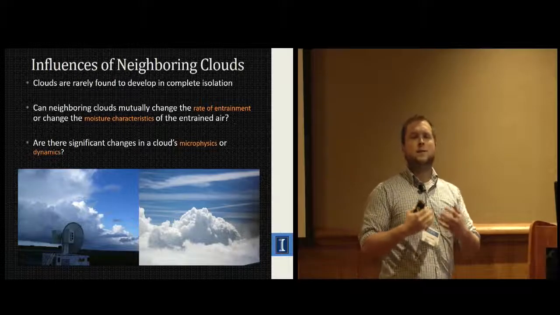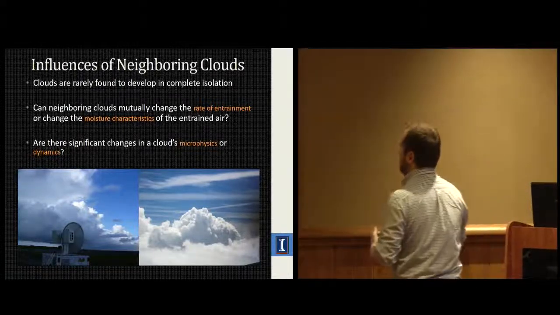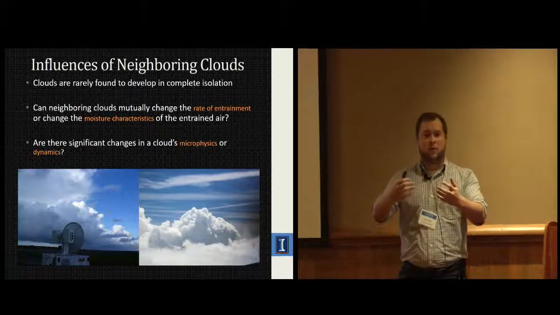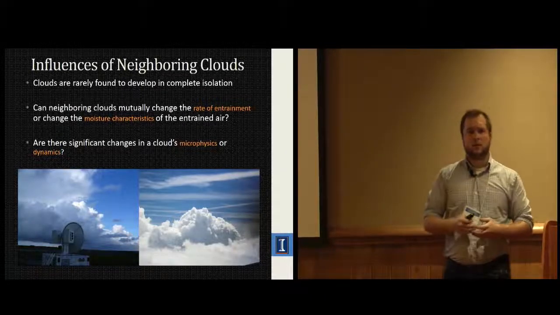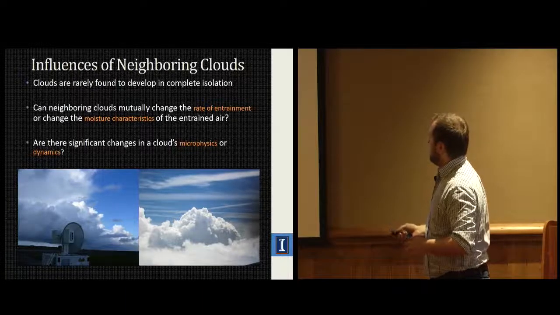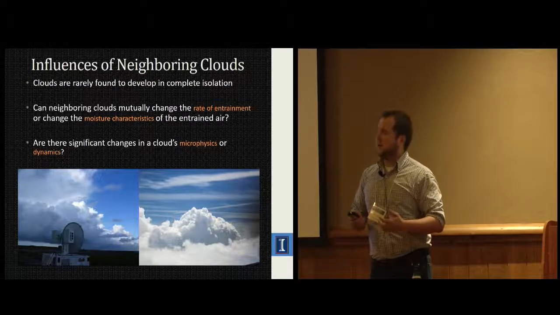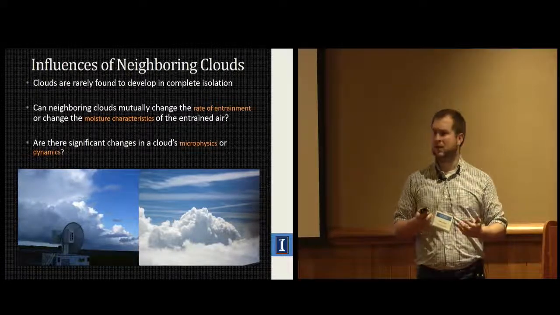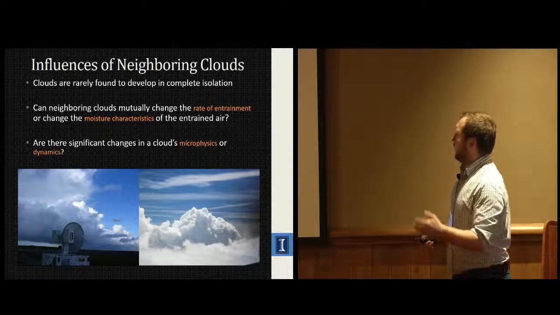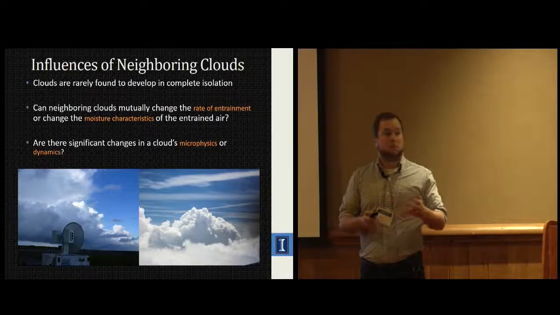What could be the influences of these neighboring clouds on entrainment? Just like there are influences of neighboring thermals on entrainment, maybe there's other influences as well when we take into account other clouds. So the questions are, can neighboring clouds mutually change the rate of entrainment or change the moisture characteristics of the entrained air? And are there any significant changes in the cloud's microphysics or dynamics as a result?